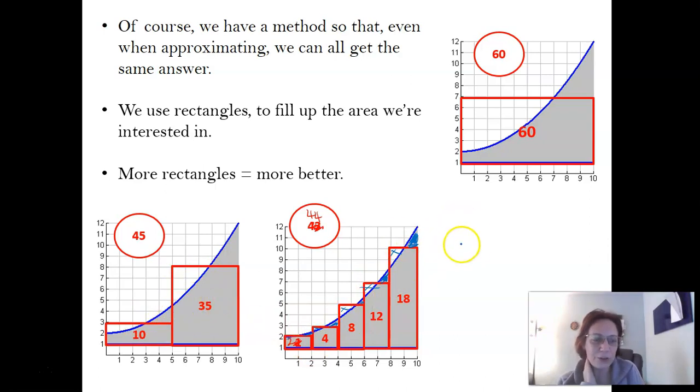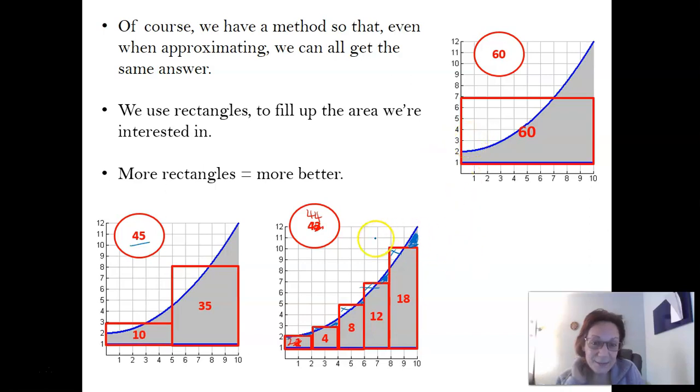And here's what I want you to notice. My first approximation was 60. When I used 2 rectangles, it went to 45. Now that I used 5 rectangles, it went to 44. Does anybody smell a limit? I do.